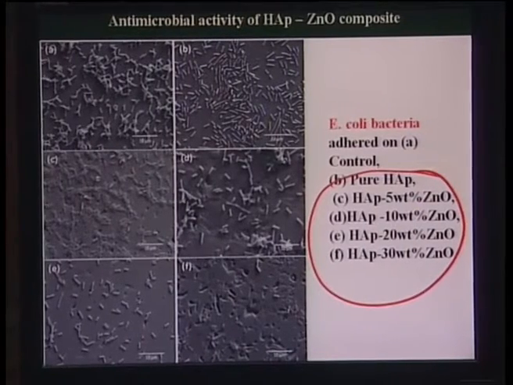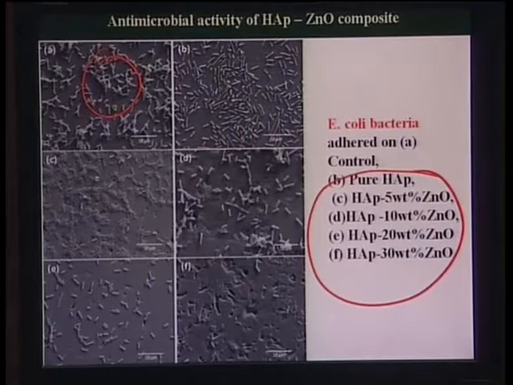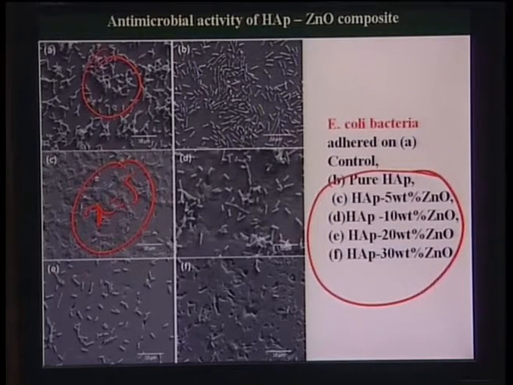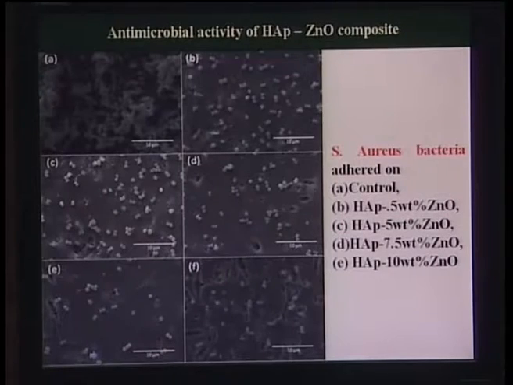coli bacteria, where you can see at x equal to 0 as well as up to x equal to 5, or addition of 5% zinc oxide, the colony formation is equally present. But when you increase the zinc oxide content up to 20 or 30%, what you see interestingly is that the number of bacteria cells is much less at x equal to 20 or x equal to 30. This essentially indicates that it is possible to improve the zinc oxide antimicrobial property with increase in the zinc oxide content.